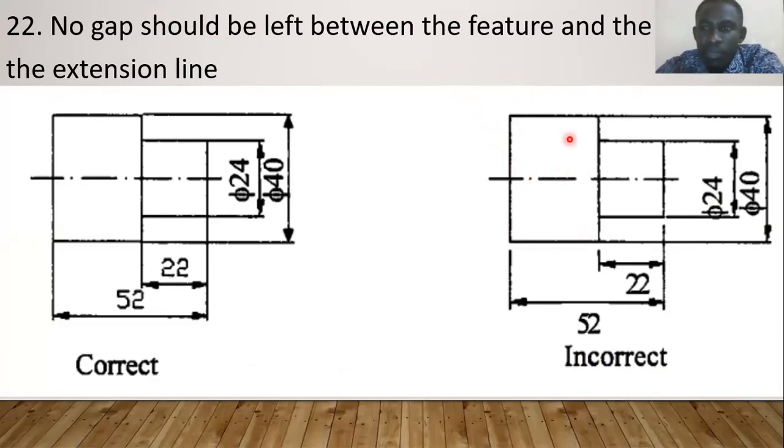the feature. In this case, this is my feature, this step shaft or step rod. It says that no gap should be left between the feature and the extension lines. Here you can see there is a gap, clearly. Here there is a gap, and there is another gap here. So this rule tells us that this is not acceptable at all.